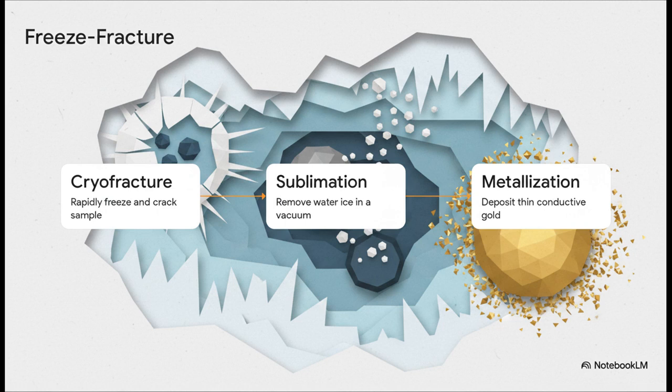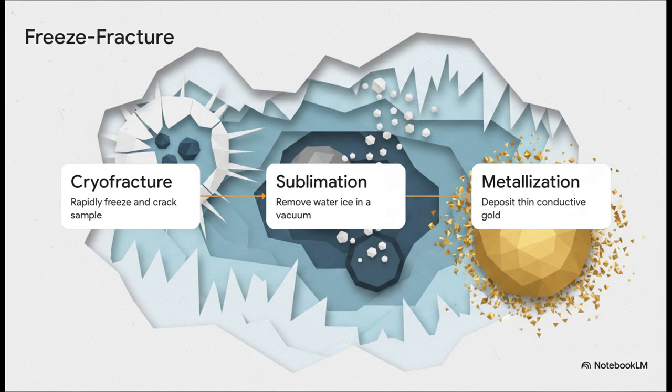Because the SEM blasts the sample with an intense beam of electrons, the prep relies on this hardcore freeze-fracture method. First, cryofracture. Scientists rapidly freeze the tissue and then literally physically crack it open to expose the internal cellular landscape. Second, sublimation. They toss it in a vacuum to essentially suck out the water ice without actually melting it. And finally, metallization. They deposit a microscopic coating of heavy metal, often real actual gold, over the entire sample.